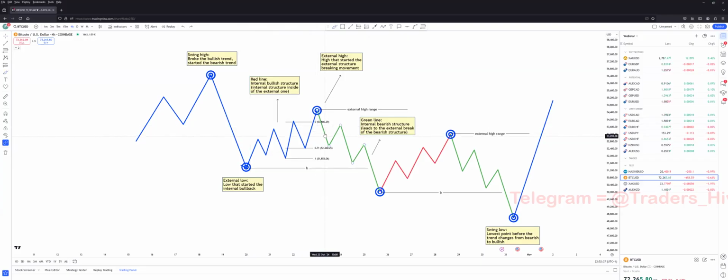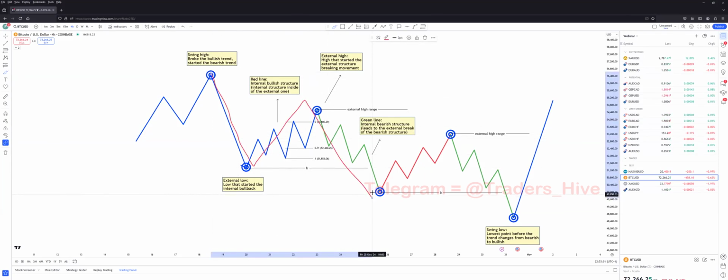So the green line right here is the internal bearish structure that usually, not always, leads to the break of the previous external point. It continues the structure, but it's still inside of the previous external swing highs range. The actual trade that can be taken here will be a reversal one that lines up with the overall external structure going to the downside, or it can be a continuation one.